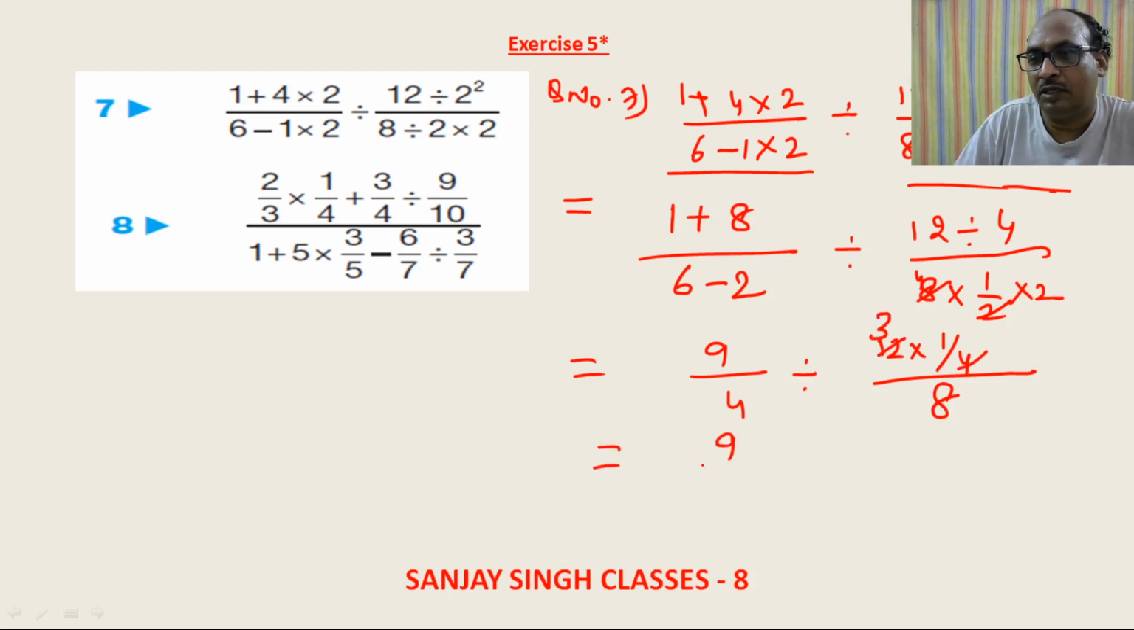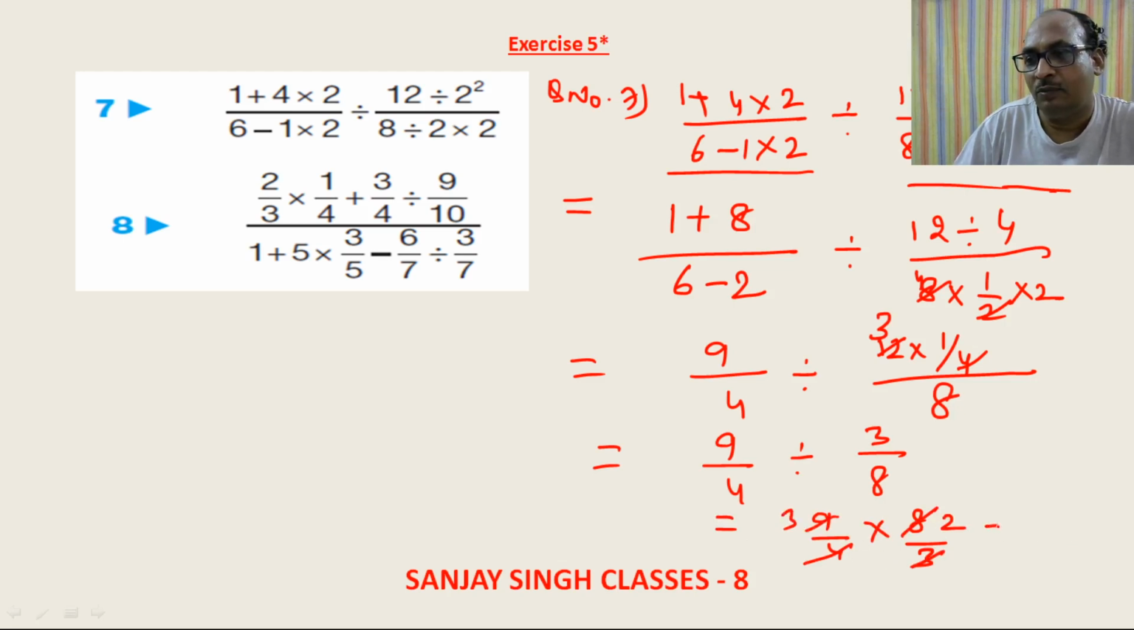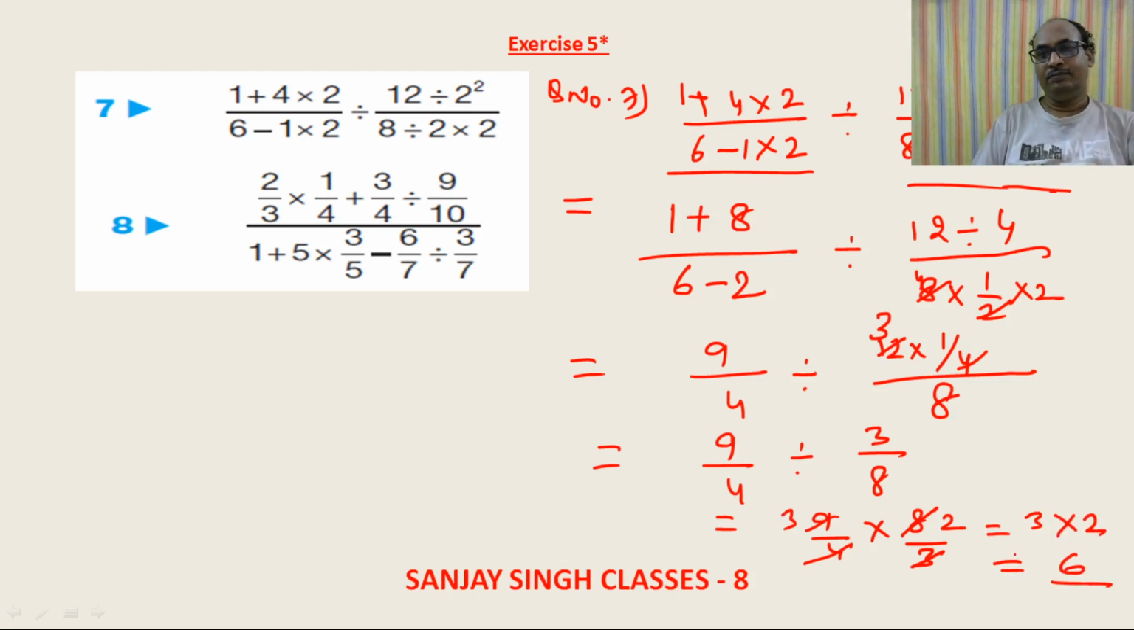So now we have got 9 by 4 divided by 3 by 8. Further, 9 by 4 into 8 by 3. This 4 will cancel, 2 twos, and this 3 threes. We have got 3 into 2, and our answer will become 6. Okay? Right.